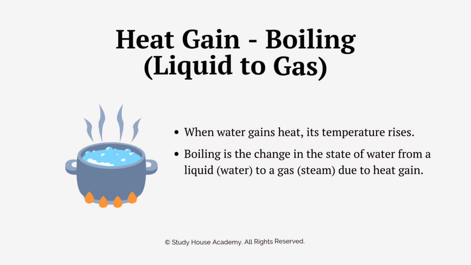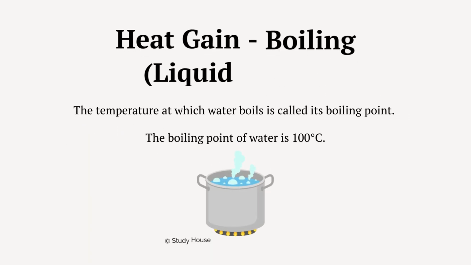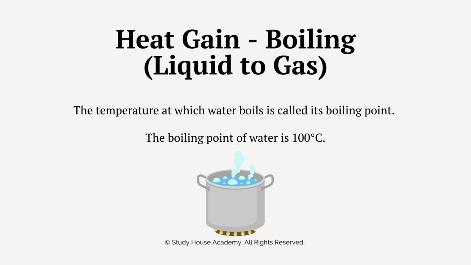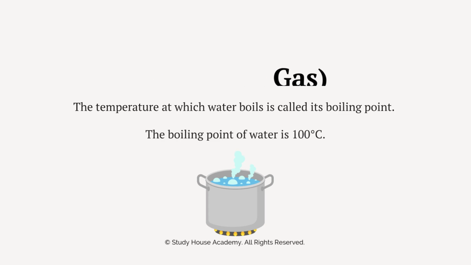Boiling is another process of heat gain. When water gains heat, its temperature rises. Boiling is the change in the state of water from a liquid, water, to a gas, steam, due to heat gain. The temperature at which water boils is called its boiling point. The boiling point of water is 100 degrees Celsius.